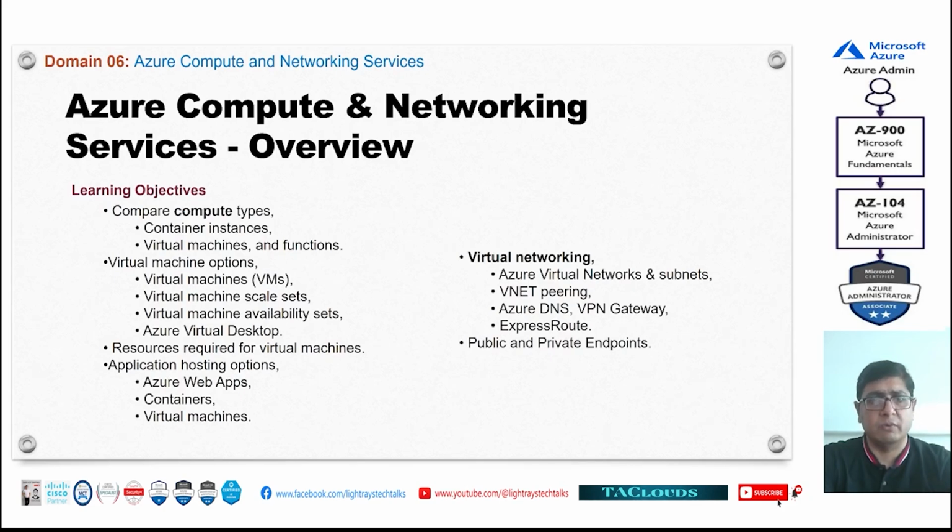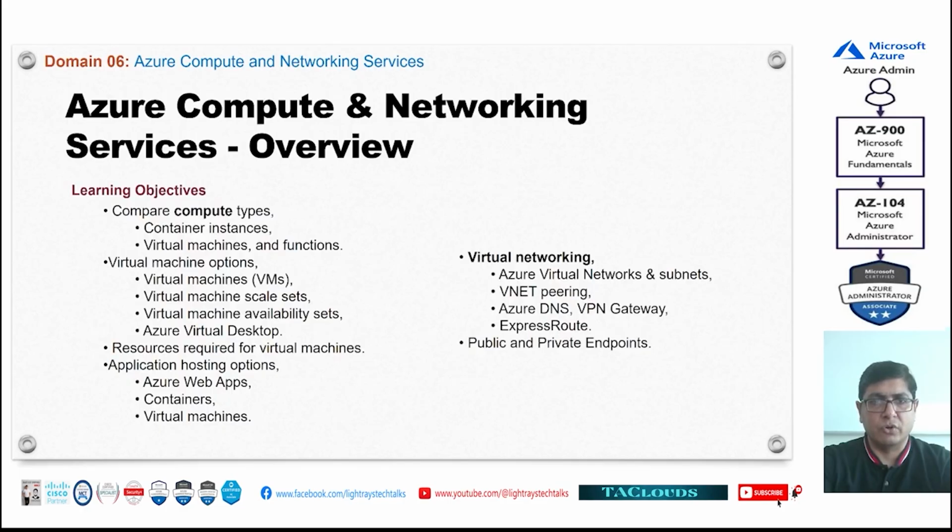Then we will move toward virtual networking. Physically, if we have our own data center, we need switches and routers and firewall things. But over the cloud, we don't need these physical devices. We just need to create virtual networks, virtual switches, virtual routers, VNet peering. We need to connect two subnets together also.